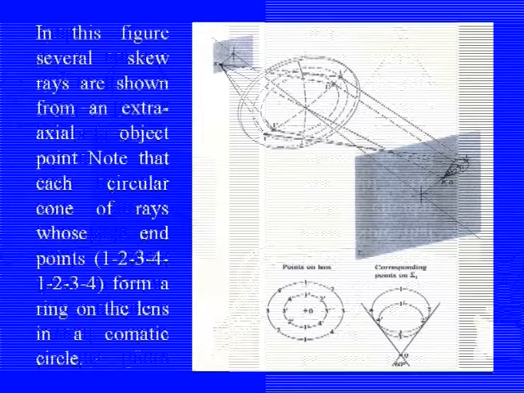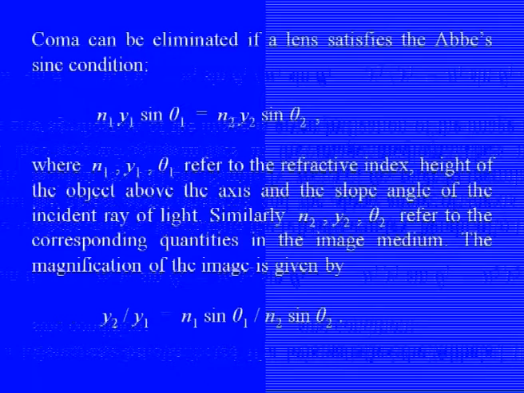In the limit, when we consider the rays passing through the center of the lens, that gives rise to the vertex of the cone. Now, this case corresponds to a positive coma, so that the larger the ring on the lens, the more distant its comatic circle from the axis. Now, coma can be eliminated if a lens satisfies Abbe's sine condition.